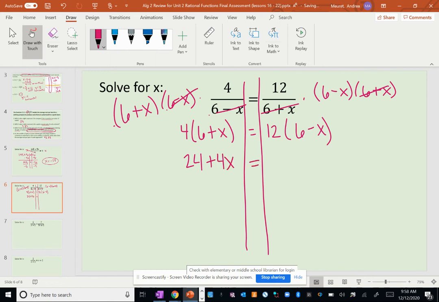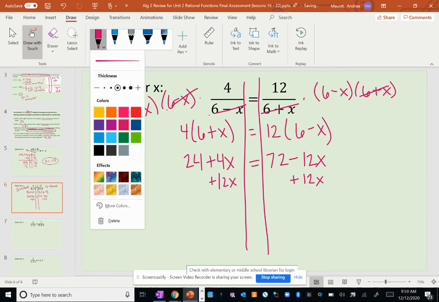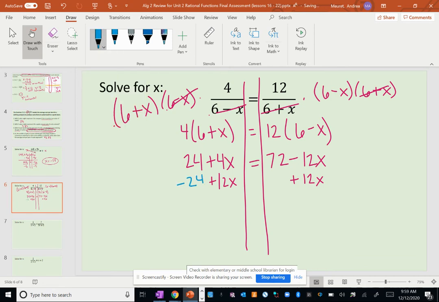And then 72 minus 12x by distributing the 12. And then from here, I'm going to do two things. I'm going to add the 12x to both sides, opposite sign, right? I'm going to line it up here under the 4x, but I'm also going to subtract the 24 from each side.